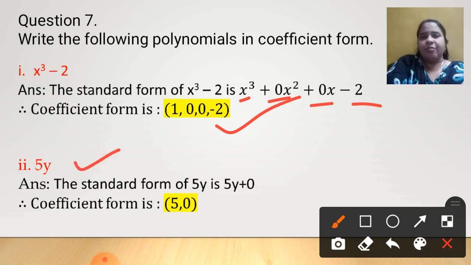Look at the next one, 5y. It is already the last term. See, 5y, y means y raised to 1. After this what should be there? A number should be there, that is the constant.